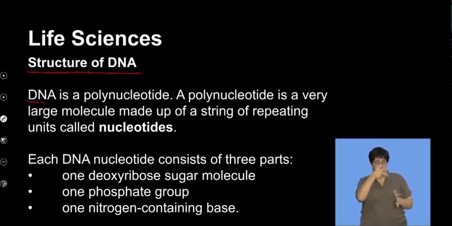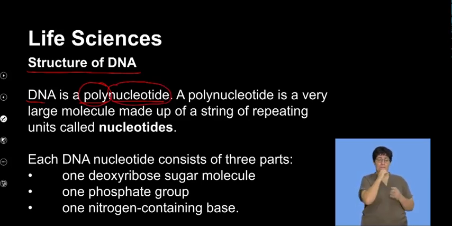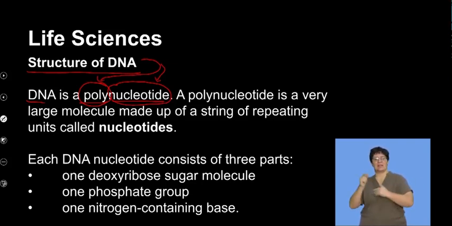So DNA is a polynucleotide. And if we try and break this word up, poly means many, and nucleotide refers to essentially a building block of DNA. So DNA is a molecule that is made up of many smaller building blocks called nucleotides. So poly meaning many, and nucleotides referring to smaller building blocks.